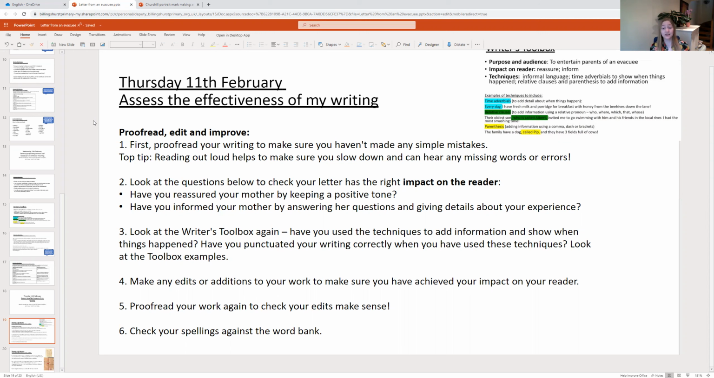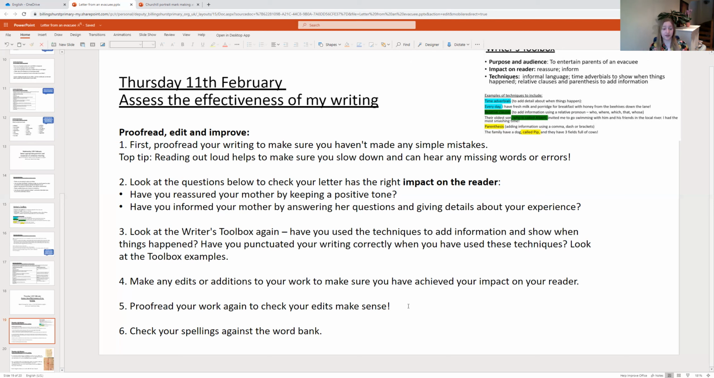So look at the toolbox again and think about those techniques you can use to have that impact. So giving those details, have you added that information to show when things happen, to show your weekly routine? Have you added extra additional detail using relative clauses or parentheses? And finally, have you punctuated your writing correctly when you've used these techniques? If you've used a relative clause, have you included those commas before and after the clause? Look back again at the examples of the techniques. If you've used parentheses, have you used a comma, dash or brackets to show that?